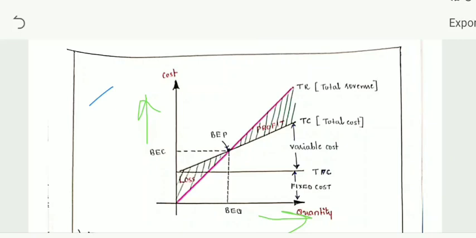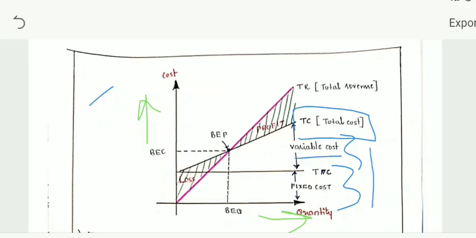Thus, in any company, the fixed cost whatever is there will not change, but there will be variation in the variable cost. So what exactly is this total cost? Total cost will always be equal to variable cost plus fixed cost. This concept is very important. You should know what exactly this total cost is. It is the variable cost plus the fixed cost.